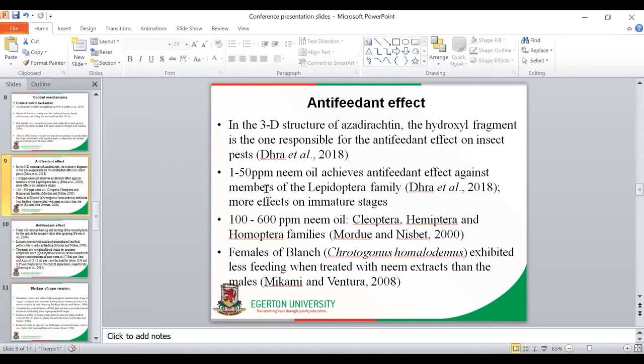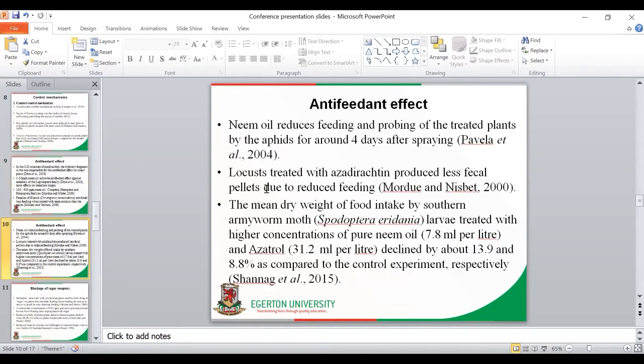The females of this pest exhibited less feeding when treated with neem extracts than the males. Also, neem oil reduces feeding and probing of the treated plants by the aphids for around 4 days after the spraying. Locusts treated with azadirachtin produce fewer fecal pellets due to reduced feeding. And you find that the lower concentration of azadirachtin performed better than a higher concentration in reducing the feeding of the southern armyworm moth.